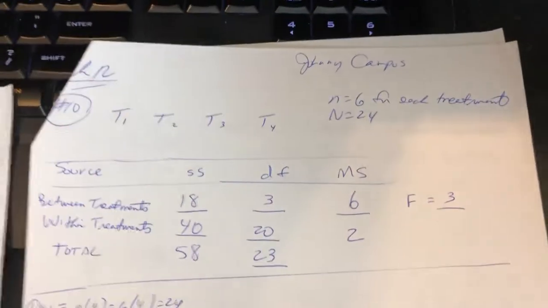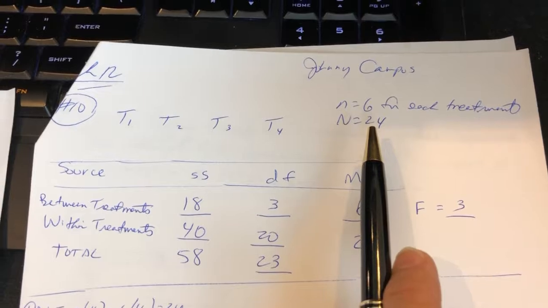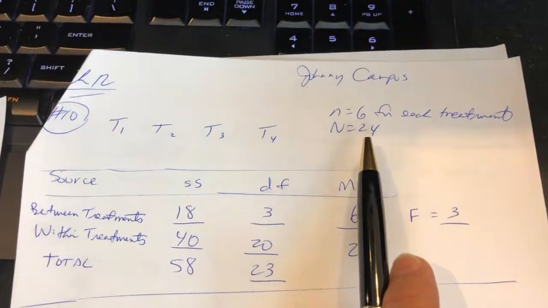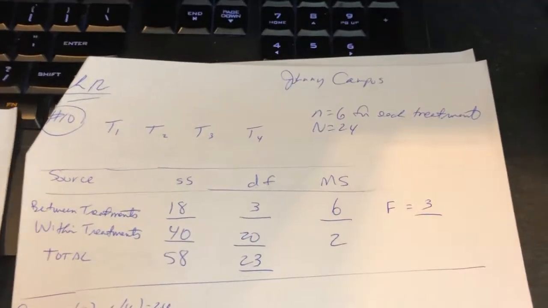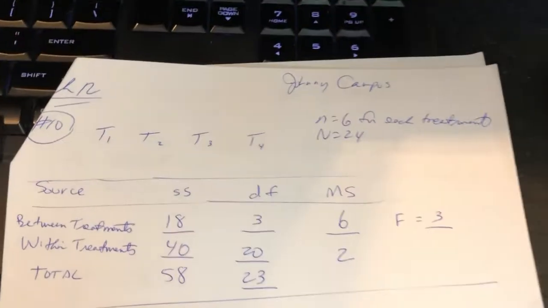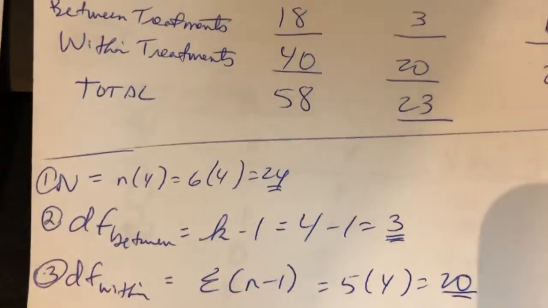So starting with n, we knew what the little n was because they gave it to us. And since there were 4 treatments, it stands to reason that 6 times 4, 24, is the total number of scores, the G, or the grand total. So that's all I did for n.